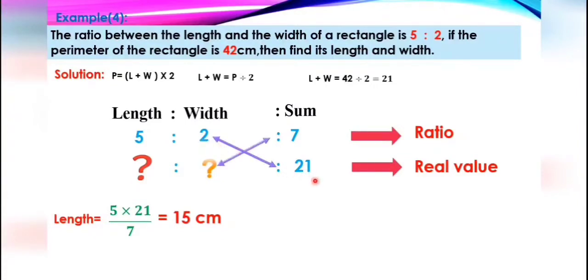And to find the width, I will multiply 2 times 21 divided by 7, and the answer will be 6 centimeter. So it's so important. Perimeter means sum of length and width, but it is multiplied by 2. So to have only length plus width, we will divide the perimeter by 2.